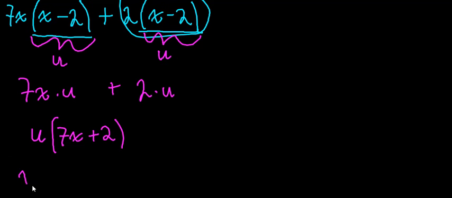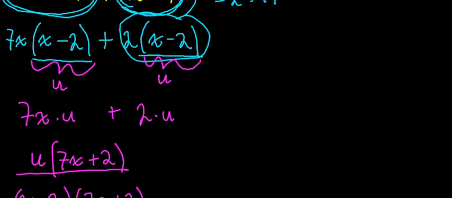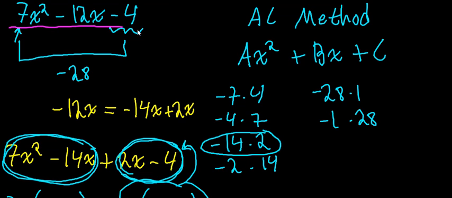Well, u is just equal to x minus 2, so this can be rewritten as x minus 2, because remember, I just used u as a variable to represent x minus 2. So this can now be rewritten as x minus 2 times 7x plus 2. And look at this, we've just factored this quadratic right here without using guess and check. And this is a quadratic whose leading coefficient is not equal to 1.